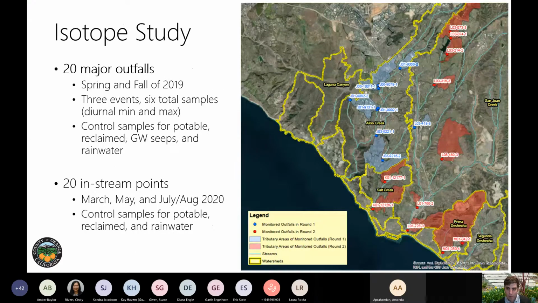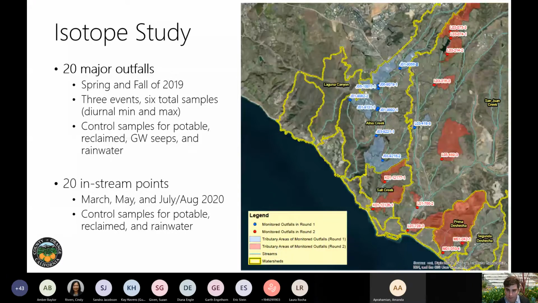So, the isotope study we've been waiting for. This is really two scopes. One was outfall investigations. There were various 20 outfall investigations completed in the spring and fall of 2019. These were done through a lot of different lenses: microbiology, flow and flow patterns. But one of the lines of evidence that has come in more recently has been the isotope composition of these outfall flows.